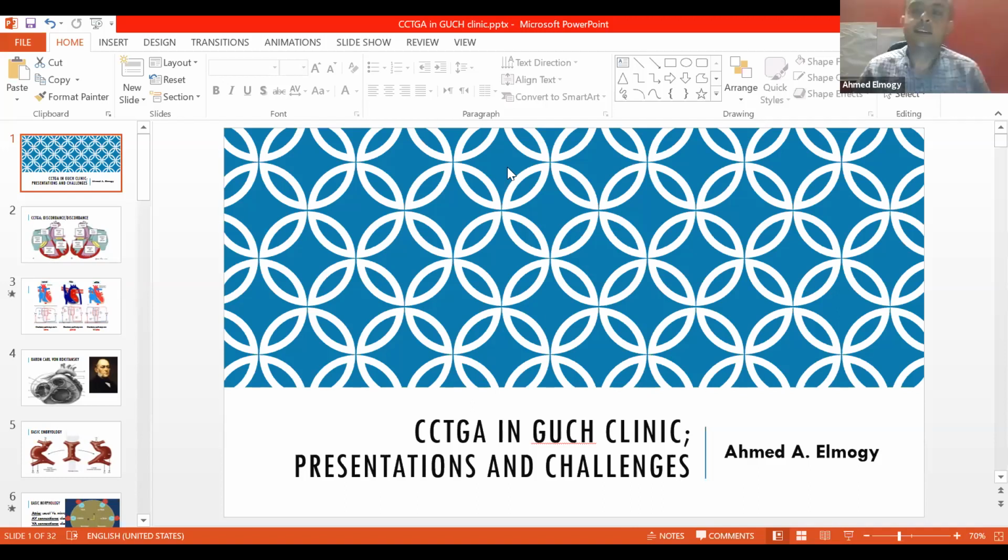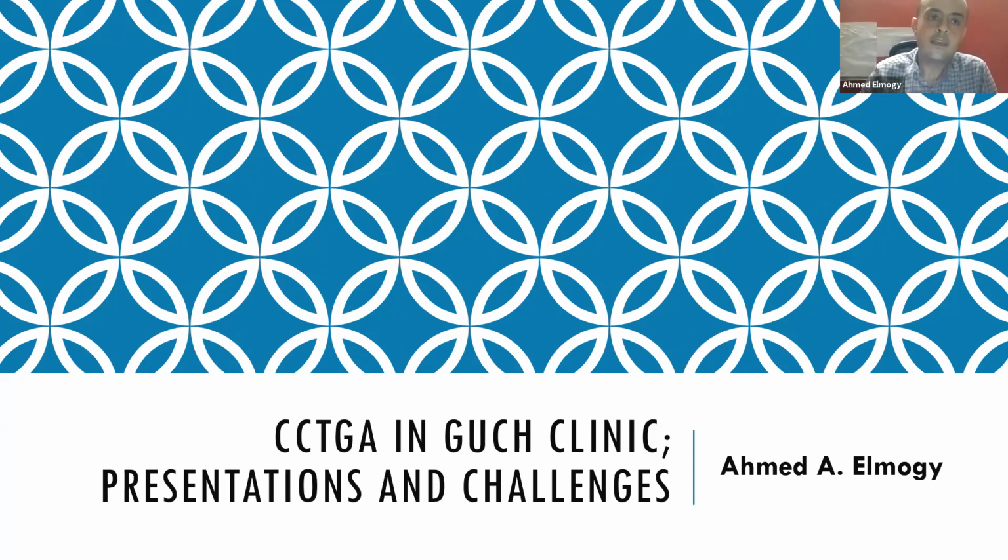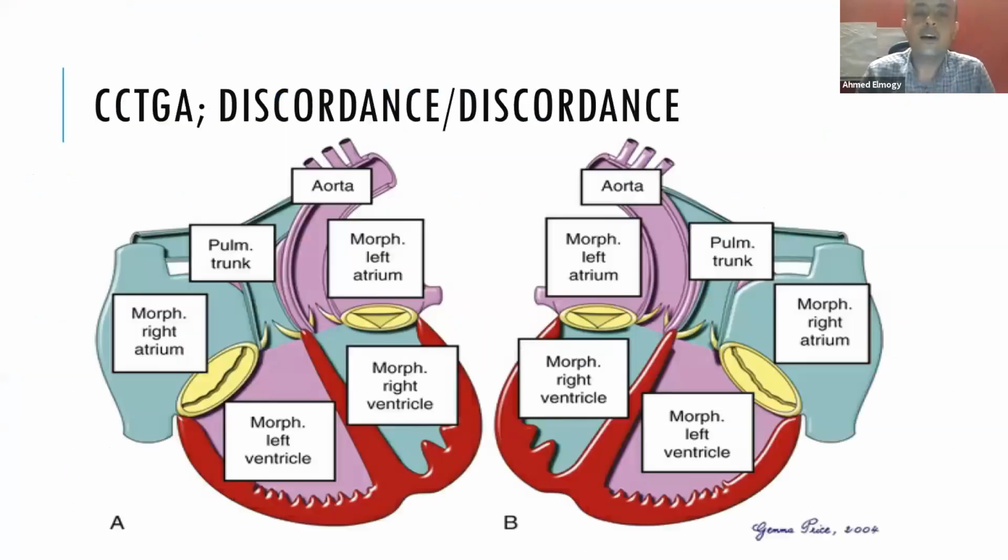Assalamu alaikum. I'm glad to be in front of all my professors and colleagues today to present. My topic is about congenitally corrected TGA in Gooch clinic and the grown-up congenital heart disease clinic. CCTGA, or the other name double discordance, as the name implies, shows a two-level discordance at the level of the atrioventricular and ventriculo-arterial level.